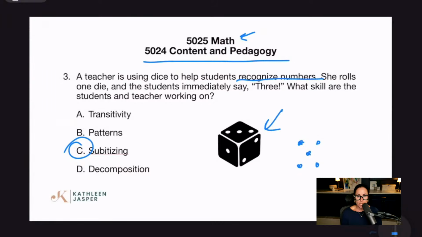All right. Sometimes we use base 10 blocks, clusters of things together. Being able to recognize those right away is very, very important. Now, let's talk about the other stuff.